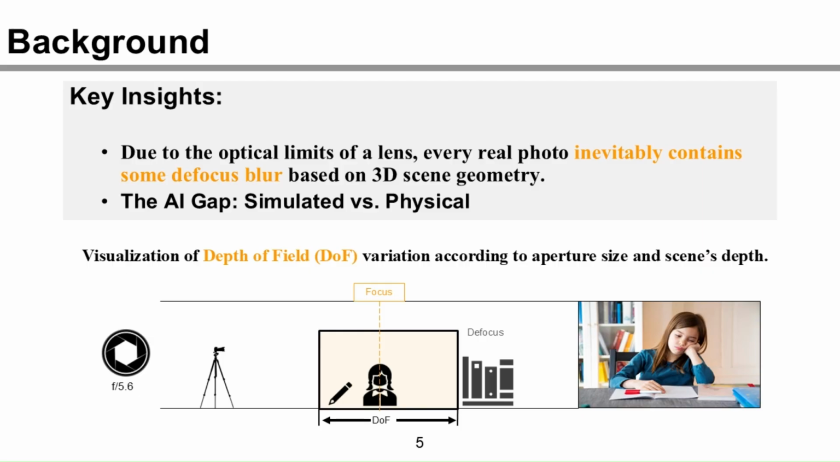setting and scene geometry. And this is the gap. While AI excels at creating visually plausible 2D images, it struggles to perfectly simulate the complex physics of 3D depth, or lens optics. As a result, AI-generated blur can often appear unnatural, ignore depth cues, or be physically inconsistent. Therefore, our core idea is to analyze these physical fingerprints of authentic blur to distinguish it from the artificial blur found in deepfakes.